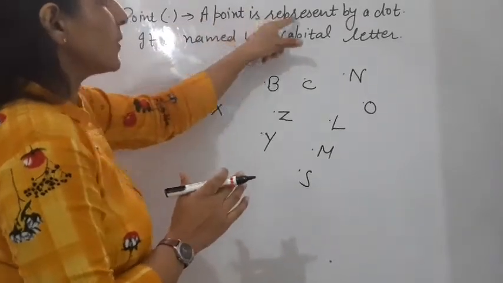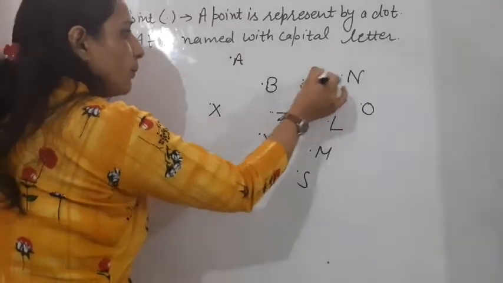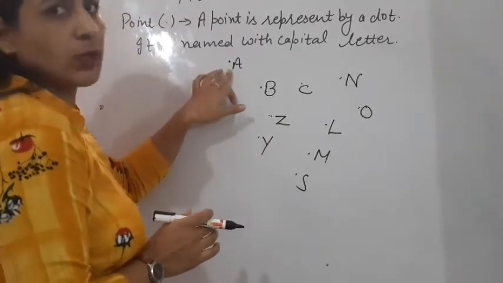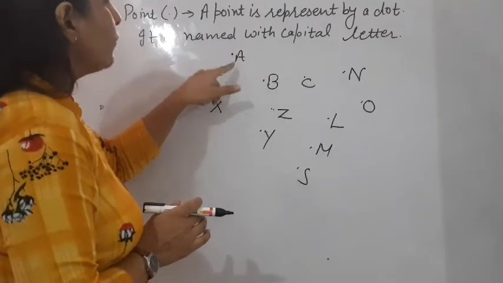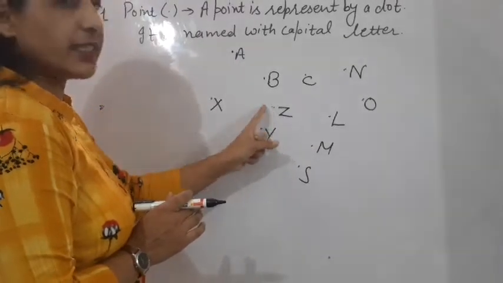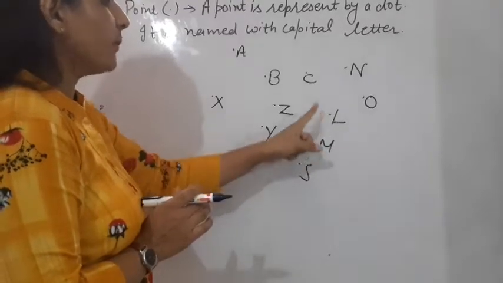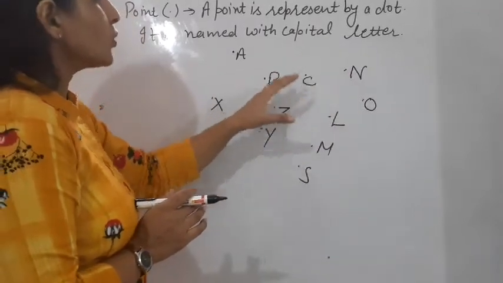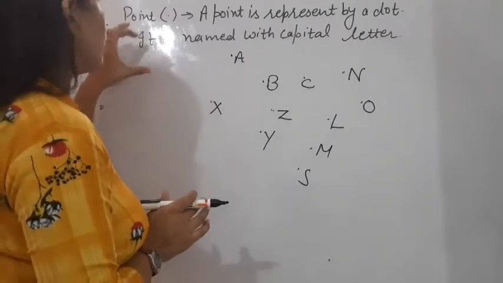A point is represented by a dot which you make with the tip of your pencil. And we can give the name of this one with the help of an English alphabet letter, like how we read it: point A, point B, point C, point Z, point X, point Y, point S, point M, point L, point O and point N. It is so small in size, it has no length and no breadth. This is all about your point.